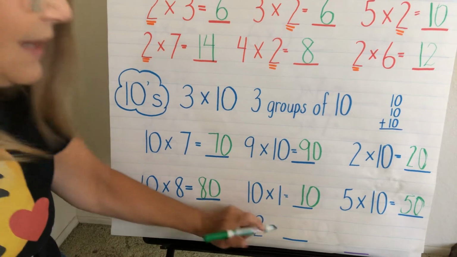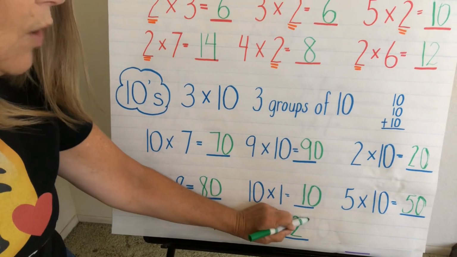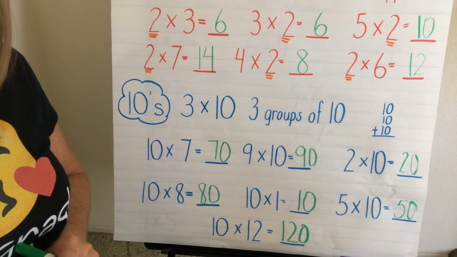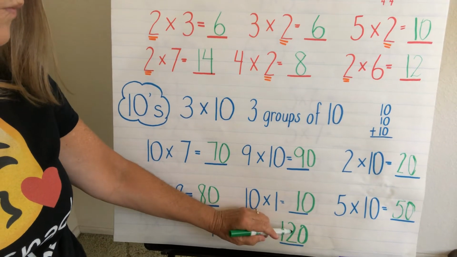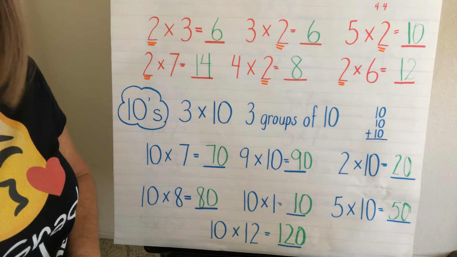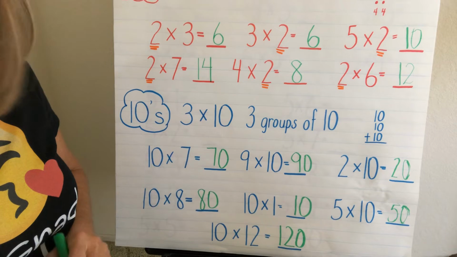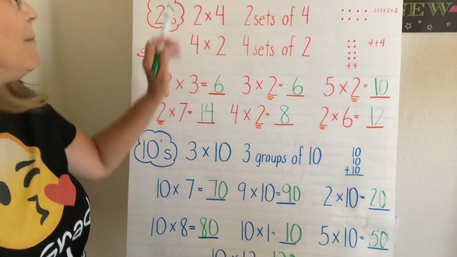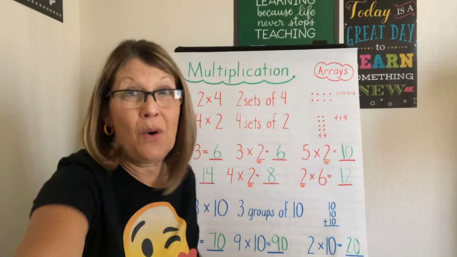And I can write the number 12 and I can put a 0 behind it. So that is our trick for multiplying by tens: just take the other number, write it in the answer and put a 0 behind it. Or you can count by tens that many times.